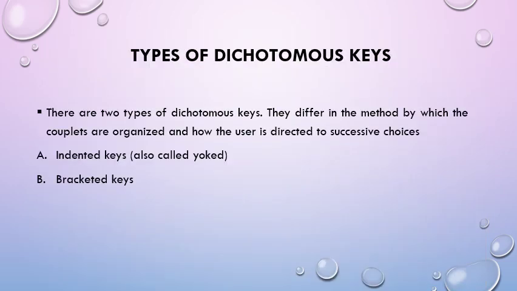Dear students, in the previous slides we have discussed the dichotomous key and its construction. Now we are going to discuss the types of dichotomous keys. Dichotomous keys are divided into 2 types. The first one is the indented key, also called yoked key, and the second one is the bracketed key.